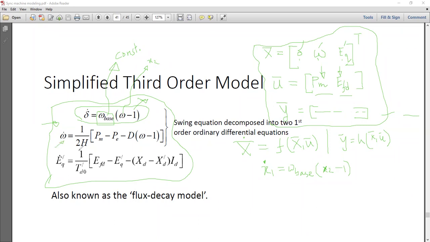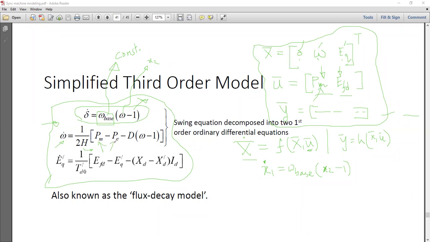Omega dot. What is H? H is a constant. Per unit inertia constant. The unit is in seconds. So it's a constant. We don't have to bother about it. What is PM? PM is the input. So that is also okay. No problem, because X dot can be a function of U. So U is present there. No problem. Done.